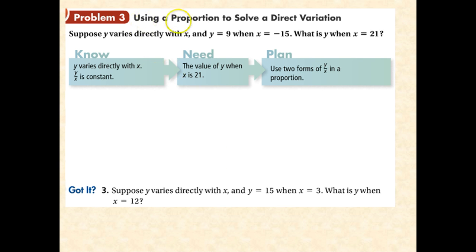Okay, so we're going to see how to use a proportion to solve direct variation. Suppose y varies directly with x, and y equals 9 when x equals negative 15. What is y when x equals negative 21? Well, we know that since y varies directly with x, y over x is constant the whole time. So any y over any x is going to be equal to any other y over any other x.